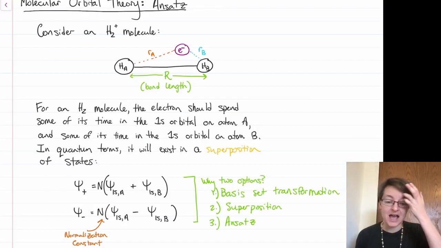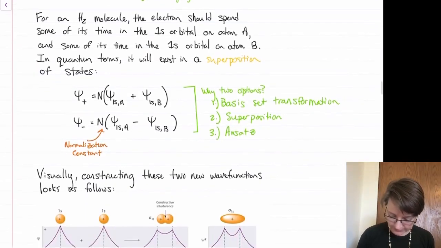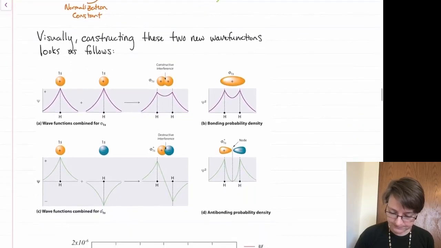In both cases, I need to make sure my wave function is normalized, and so I'm going to throw a normalization constant in front of both of these wave functions. It's not too difficult to normalize this problem, but it's also not important to the concepts we're going to discuss today, so I'm going to leave this N constant by itself.